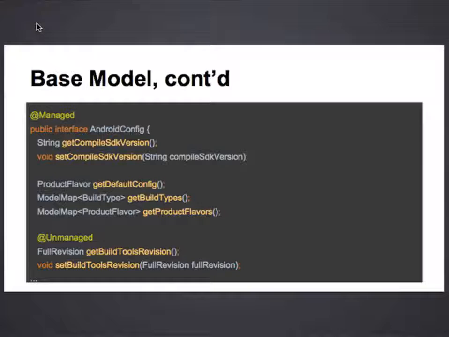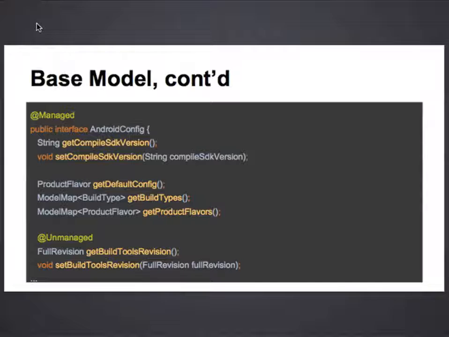So we say, hey, there it is, and in it we just have a bunch of setters and getters. One of them, for example, getCompileSdkVersion, is just a string saying which version of Android you want to compile. It's a string because, well, it's a string. I'll talk about that in a minute. Then you have default config, build type, get product flavor.